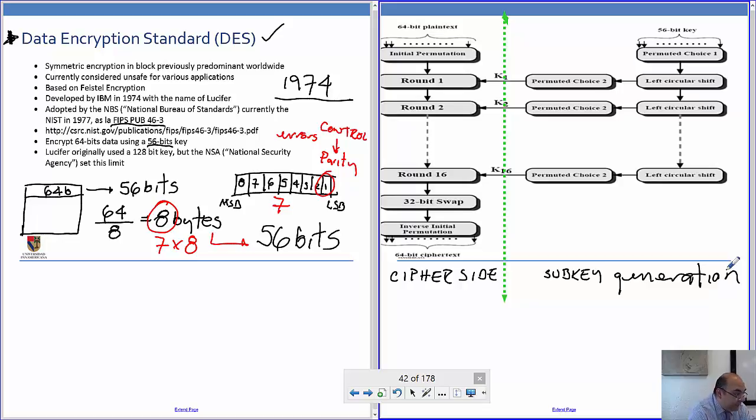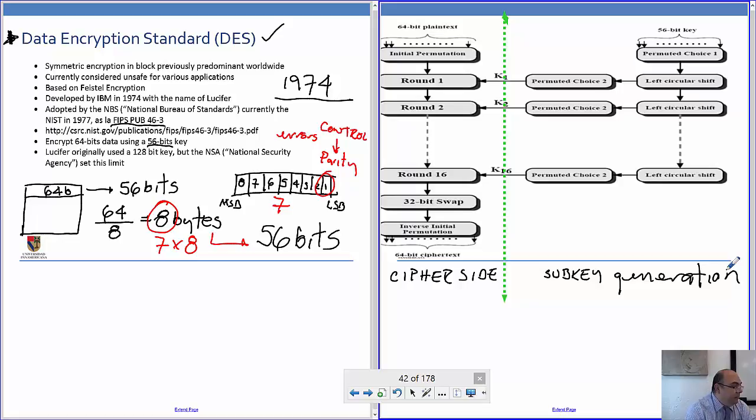Okay? In the cipher side, we are going to make cipher happen. In the right side, we are going to make the subkeys from the main key. We are going to have one key, a 56-bit key, and originally it's a 64-bit key, but for the same reasons I told you before, the 64 became 56. So from that original 56-bit key, we start doing subkeys.